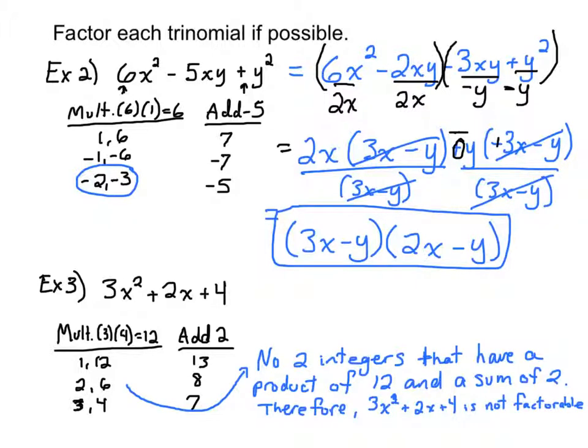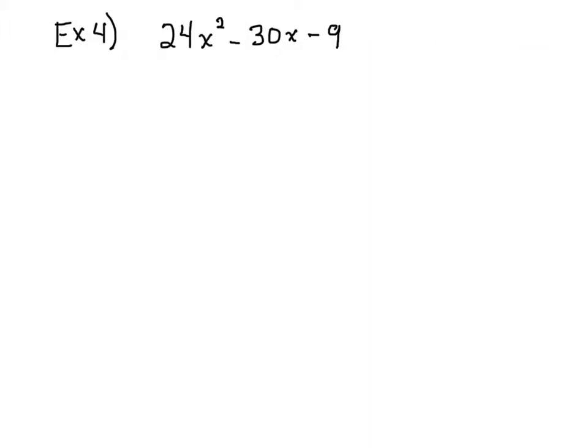Because there's no two integers that have a product of 12 and a sum of 2, the polynomial 3x squared plus 2x plus 4 is not factorable. Here is one last example of factoring trinomials. 24x squared minus 30x minus 9. Notice that all of these terms have a greatest common factor that we can take out right off the bat. Every term is divisible by 3 at the most. That's the greatest common factor.